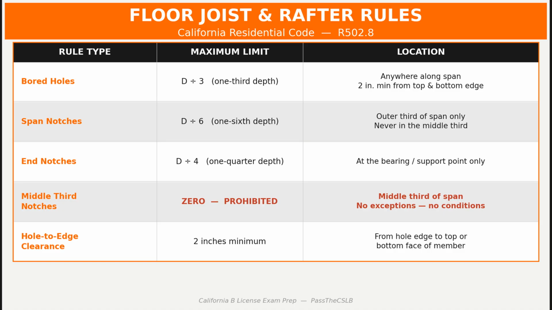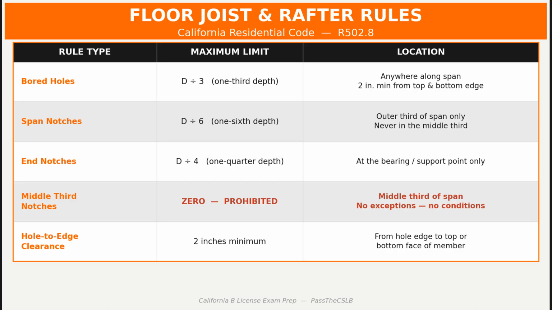Maximum end notch on a 2x12 rafter. Actual depth is 11¼ inches. 1/4 of 11¼ is approximately 2 13/16 inches. If you start with the nominal number 10, 8, 12, your result will not match any correct answer choice. That failure is by design. The exam assumes you know the actual dimensions of dimensional lumber. Commit those 5 numbers to memory before you sit down for the test.